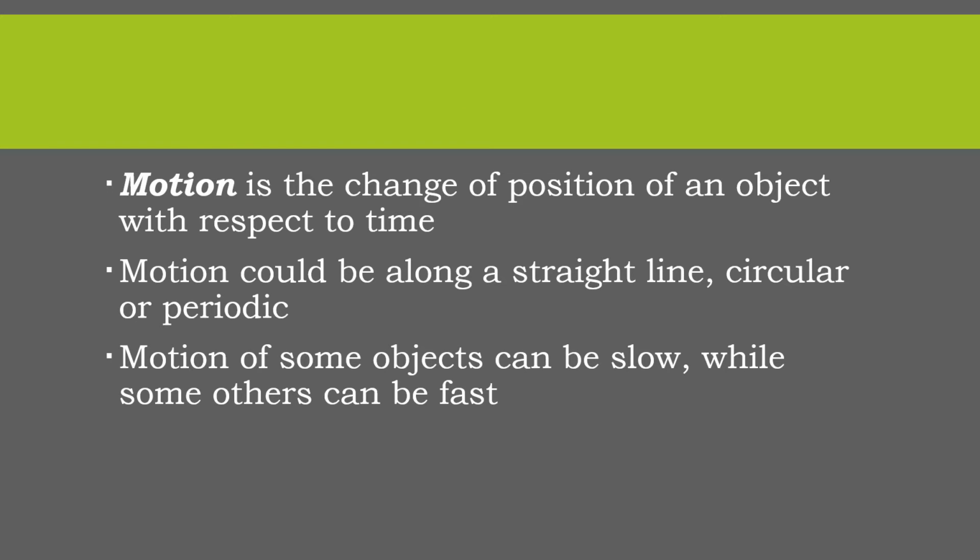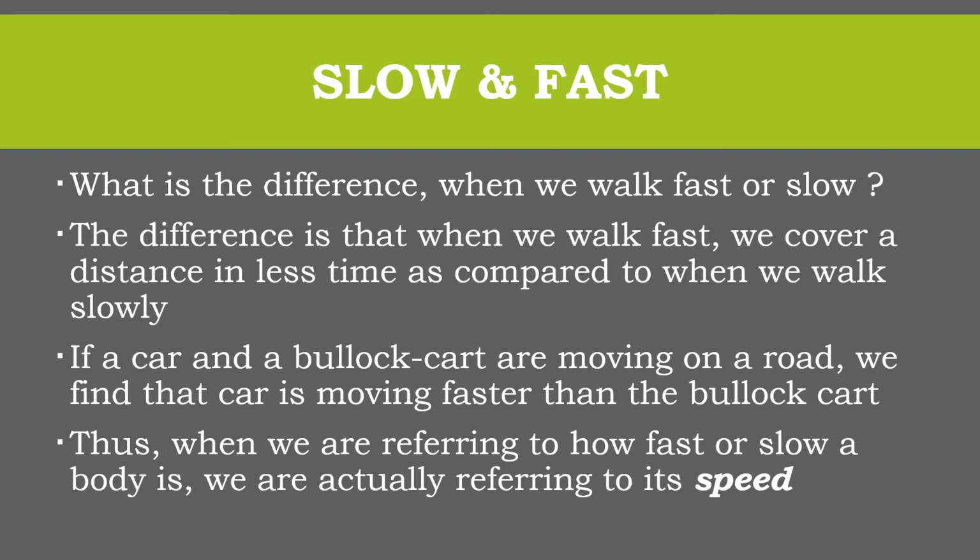As we all know, motion is the change of the position of an object with respect to time. Motion could be along a straight line, circular or periodic. Motion of some objects can be slow, while some others can be fast. Slow and fast. What is the difference when we walk fast or slow? The first example. The difference is that when we walk fast, we cover a distance in less time as compared to when we walk slowly.